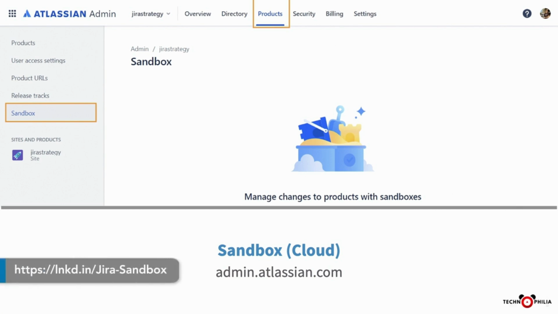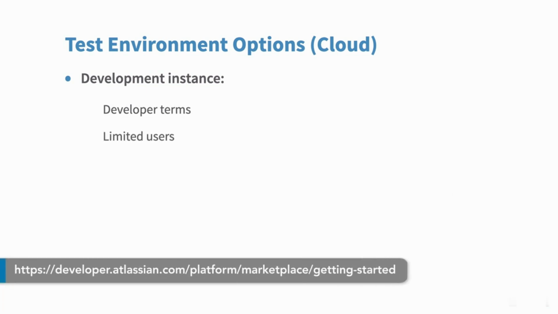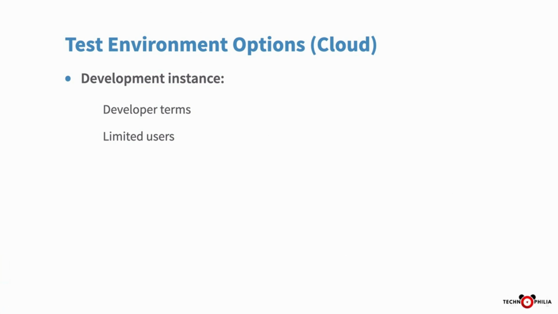If you're an Atlassian Marketplace developer, sign up for a free development instance. Developer access is subject to the Atlassian developer terms, which is separate from the regular terms of service. This license is limited to 5 users. Read more about it at developer.atlassian.com next. You can create a second application and just pay for a few users.